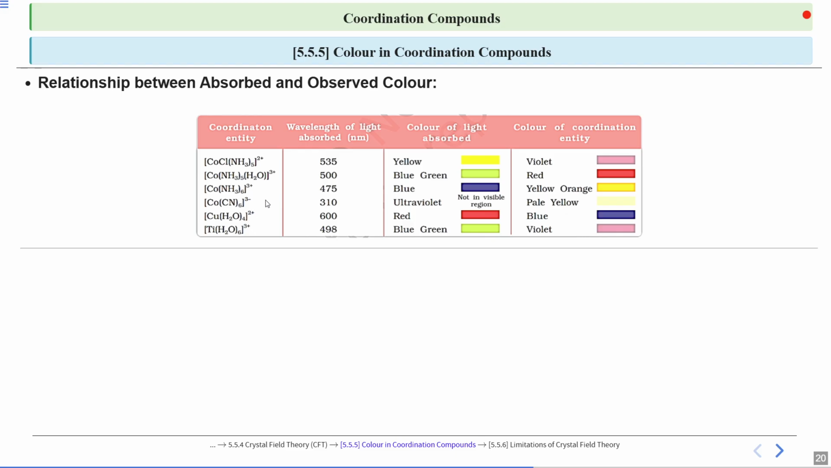Similarly, for this complex, the wavelength of light absorbed is 310 nanometer. The color of light it is absorbing is ultraviolet, which means it is not present in the visible region. But it is going to show the complementary color of that ultraviolet light, which is pale yellow. Similarly, the other two complexes will also absorb a particular wavelength of light and show the complementary color of the absorbed light.